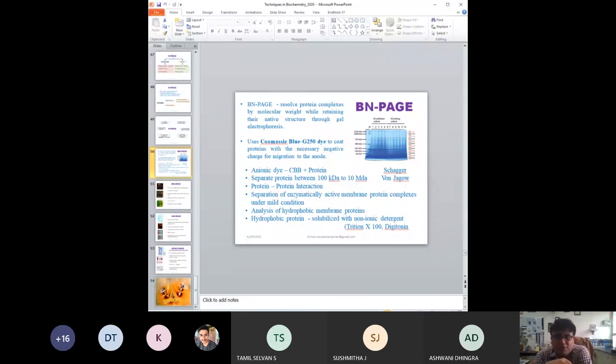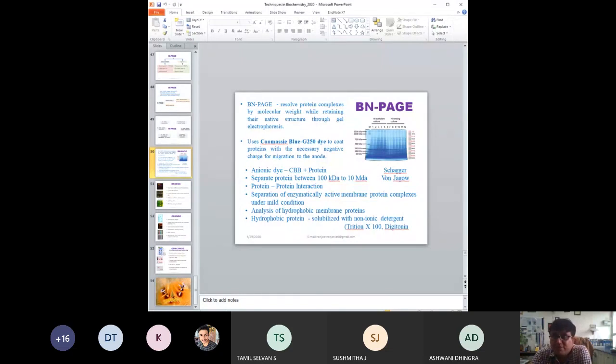So here the condition is not stringent as in case of SDS, in order to maintain the conformation of the protein. And easily you can load a supramolecular protein and analyze the enzymatically active proteins on the gel. This is also used for the analysis of hydrophobic membrane proteins. So for hydrophobic membrane proteins also, this is one of the preferred techniques.